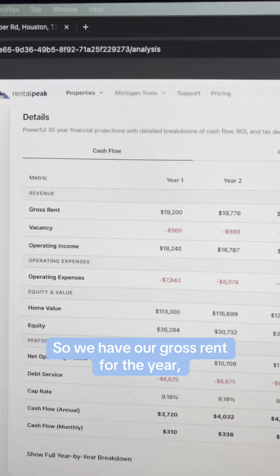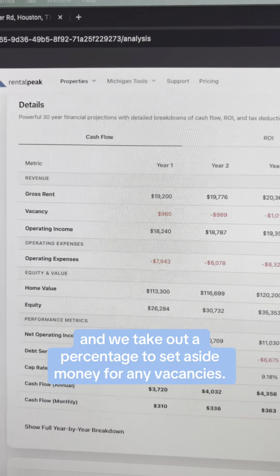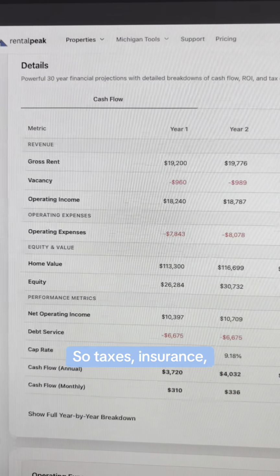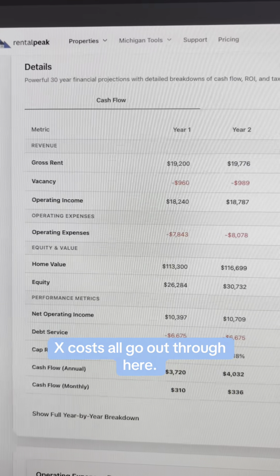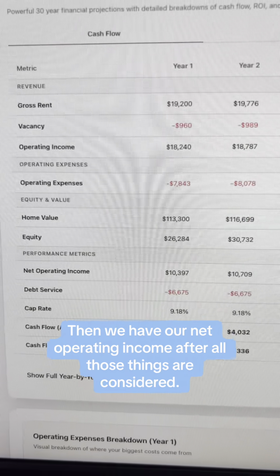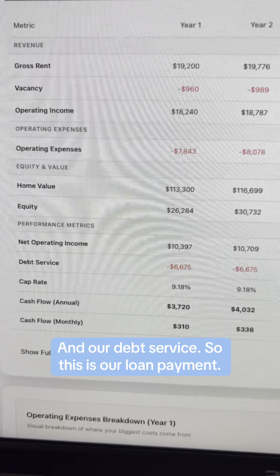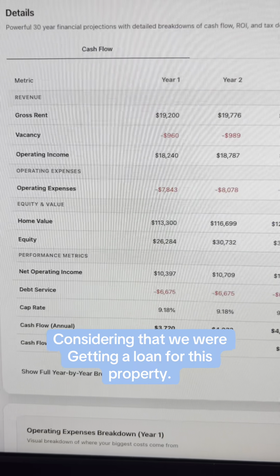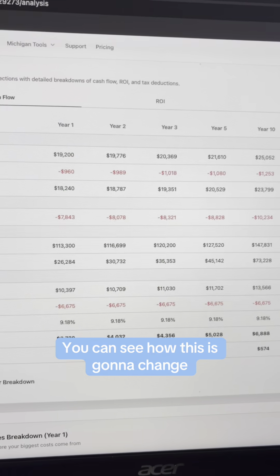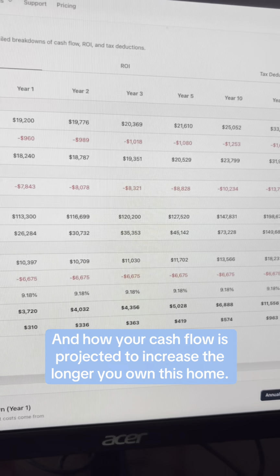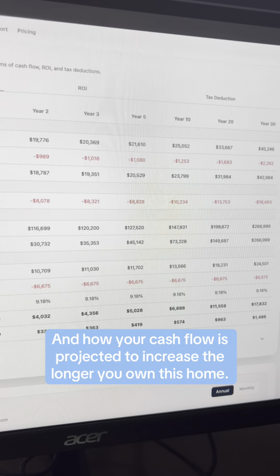So we have our gross rent for the year, and we take out a percentage to set aside money for any vacancies. And then we have our operating expenses. So taxes, insurance, maintenance, CapEx costs all go out through here. Then we have our net operating income after all those things are considered, and our debt service. So this is our loan payment considering that we are getting a loan for this property. You can see how this is going to change over the course of 30 years of owning this home as well, and how your cash flow is projected to increase the longer you own this home.